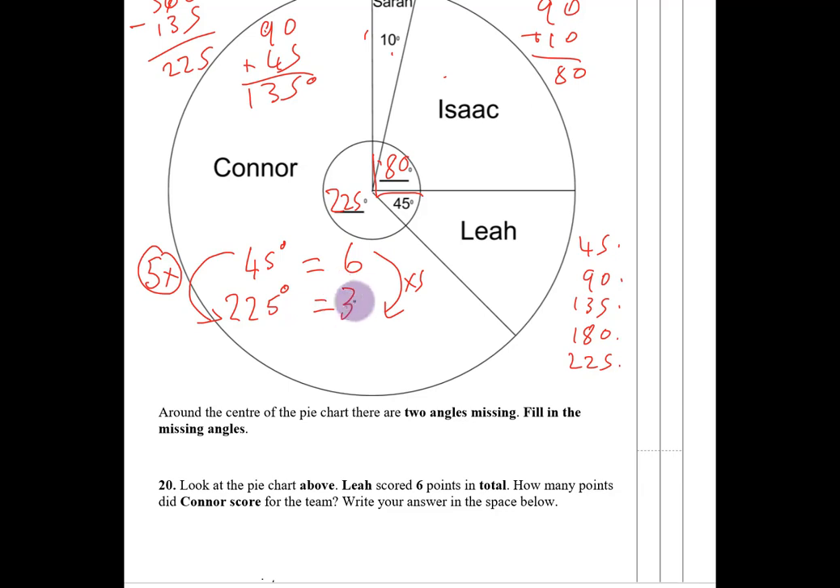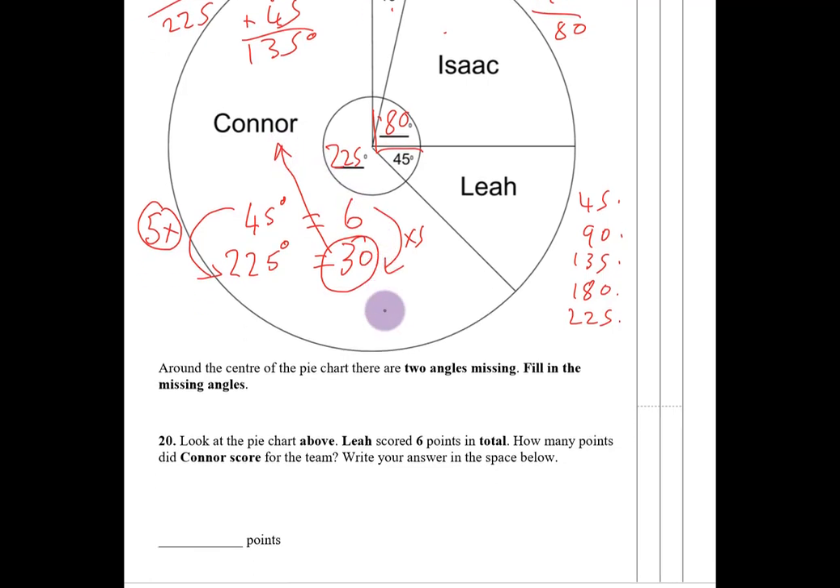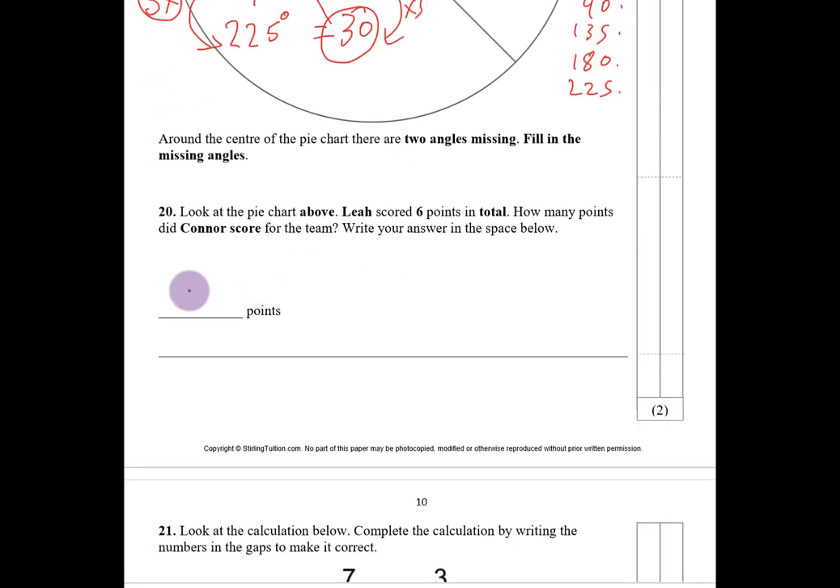So 6 5s are 30, which is what the score will be, how many points Connor will have scored. So we can pop that in now. So Connor will score 30 points.